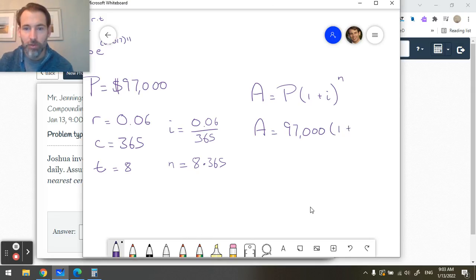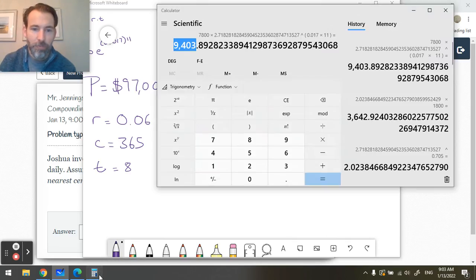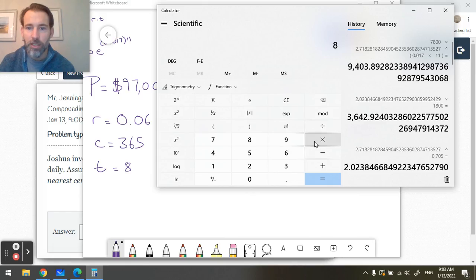Okay, 1 plus 0.06 over 365. This all just goes into a calculator. Like, I would not do that by hand. But let's write that number down. 8 times 365. How many days are in 8 years?